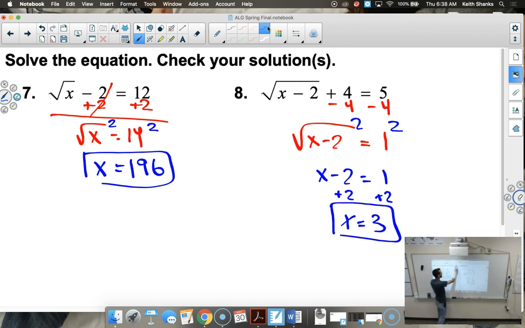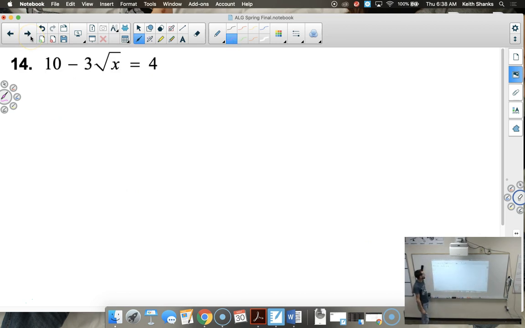What's nice is, again, on all of these, you could check your solution. If I plug 3 back in, 3 minus 2 is 1. The square root of 1 is 1. 1 plus 4 is 5. You can check all of the work. Again, this one, very similar. It just looks slightly different. So I'm just trying to show you a couple of different looks on these.